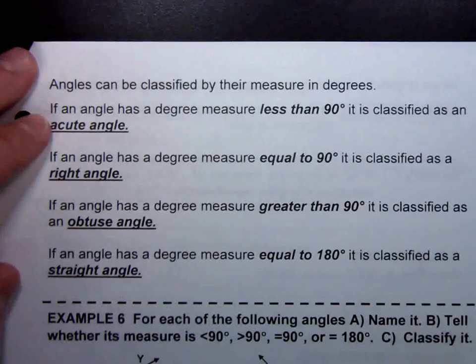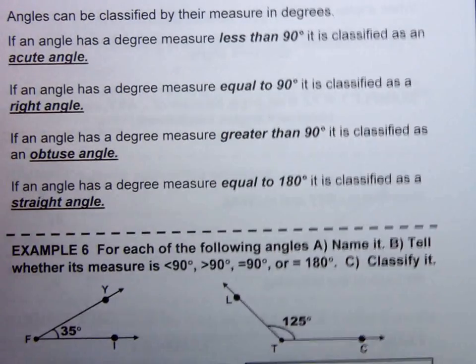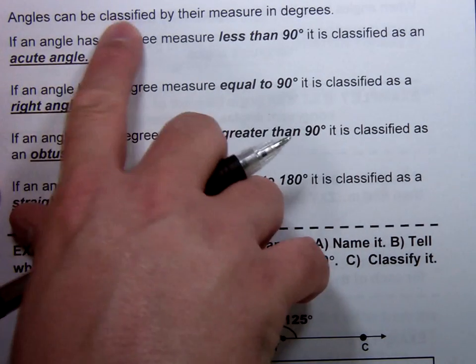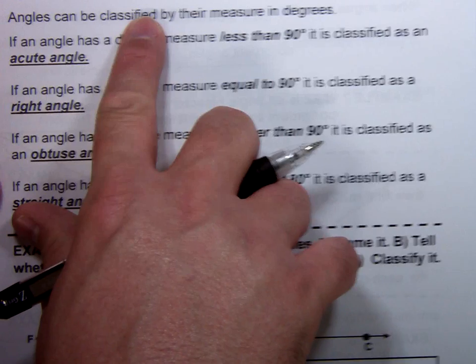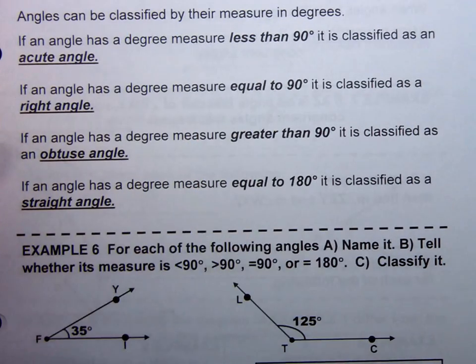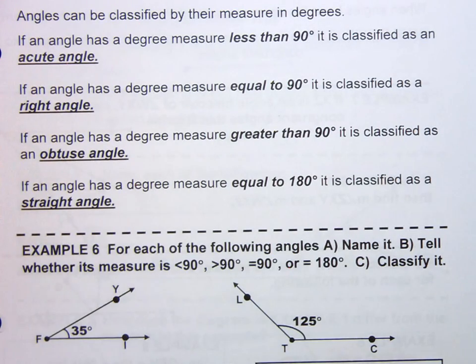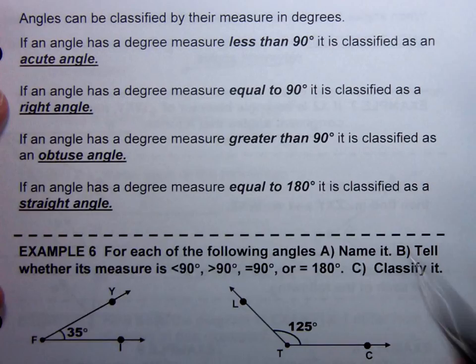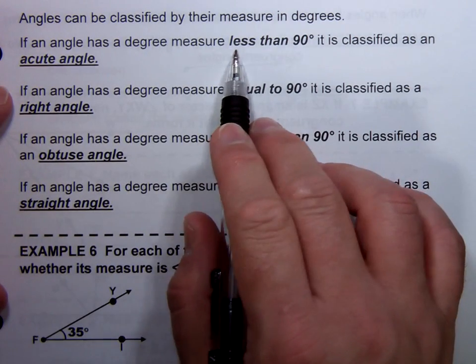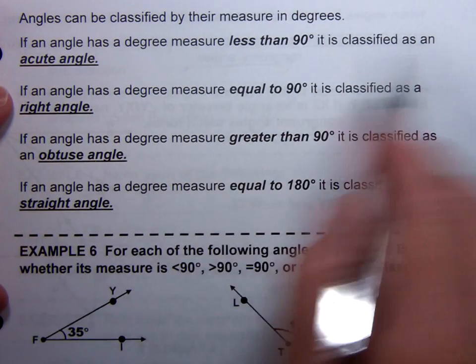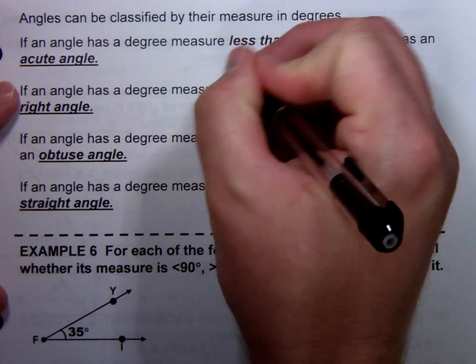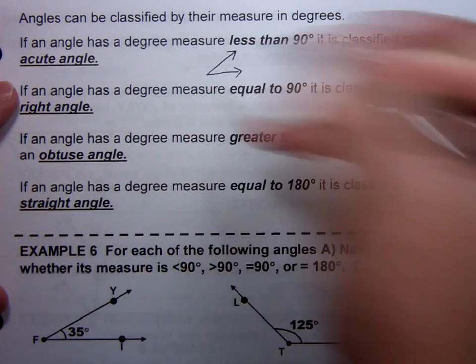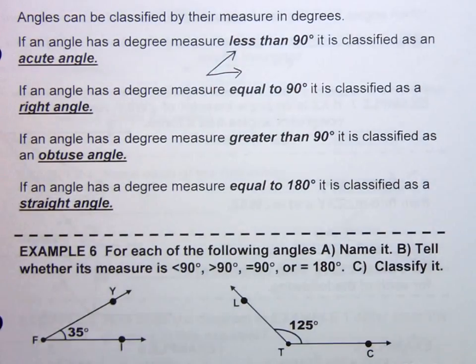Alright, this part should be a quick review. We can classify angles based on the number of degrees. So if you are asked to classify an angle, you're supposed to say if it's acute or right, obtuse, or straight. That's what we're looking for when we ask you to classify the angle. Alright, if an angle has a degree measure less than 90 degrees, it is classified as an acute angle. So an acute angle might look something like this. This would be an example of an acute angle.